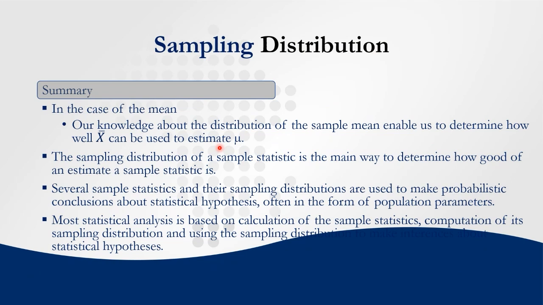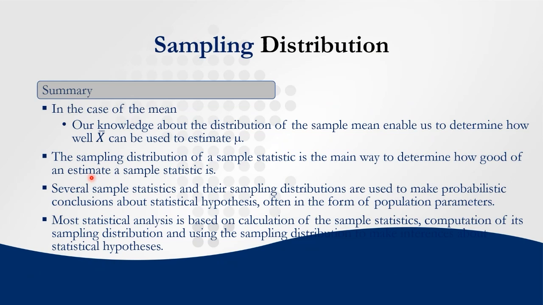Because we know the expected sampling distribution, we use it to evaluate an estimate from a sample that we have now, that we are using in the study. We compare it against the expected sampling distribution. And then we use the different sample statistics and their sampling distributions to make a probabilistic conclusion about statistical hypotheses.